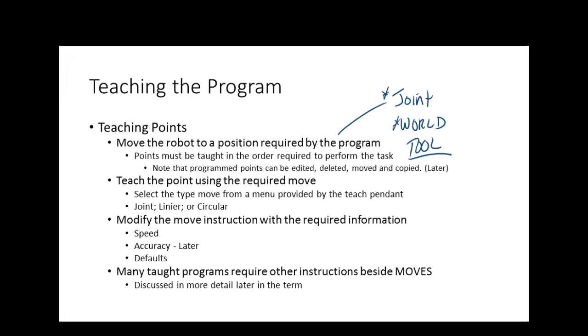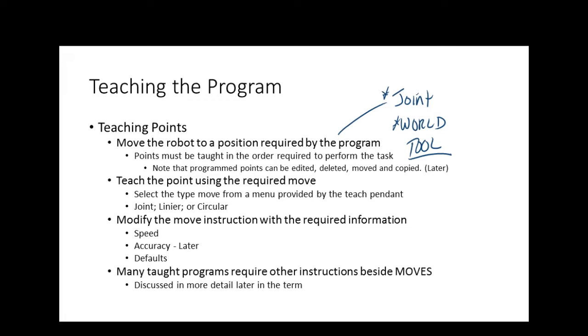Teach pendant, teach the point using the required move. So in here, we're only going to use 3 moves, which are supported by all our robots. We call those joints, linear and circular. We're going to modify the move instruction.